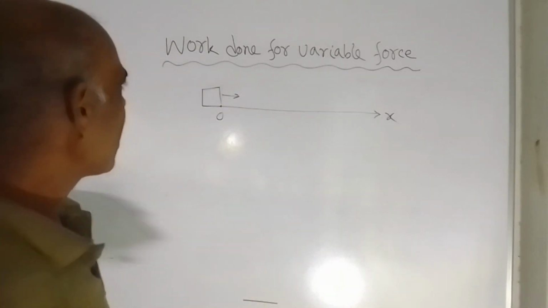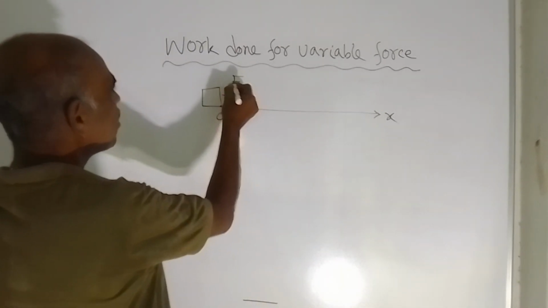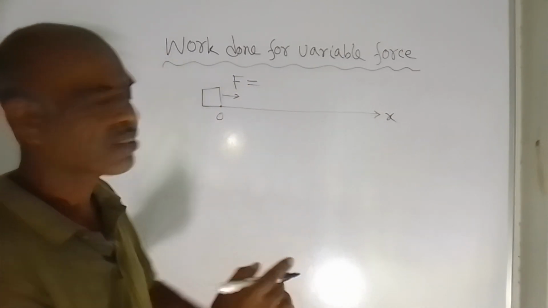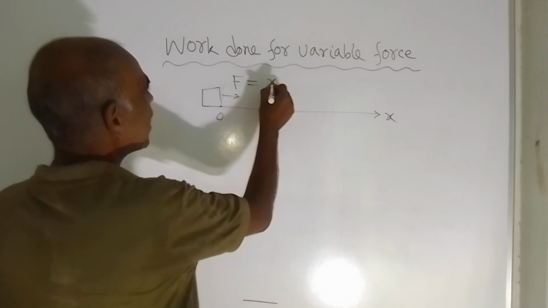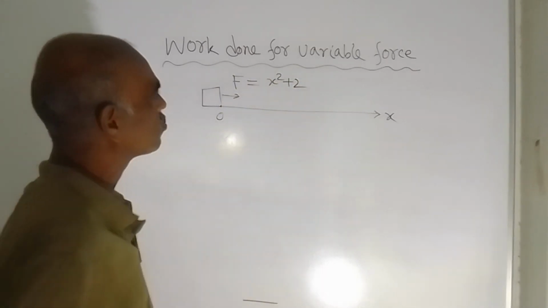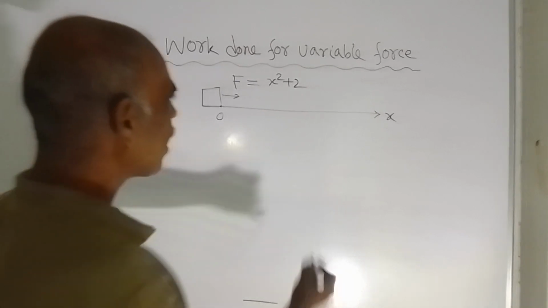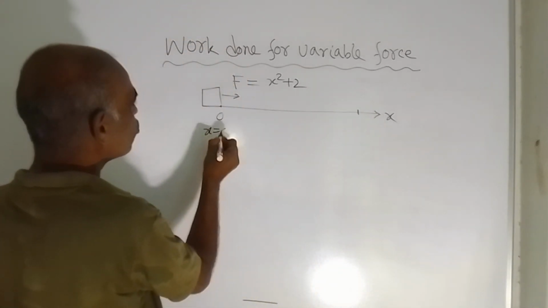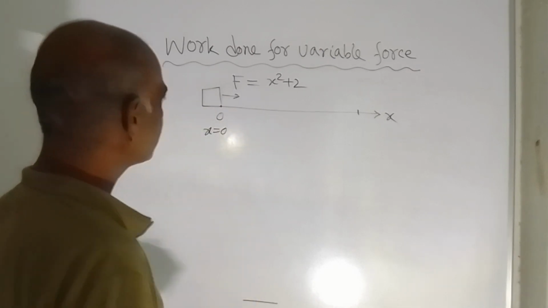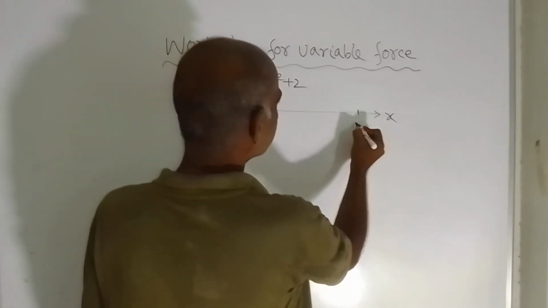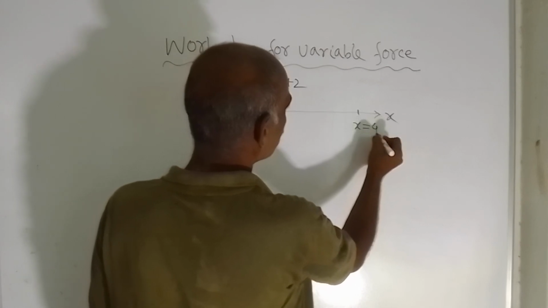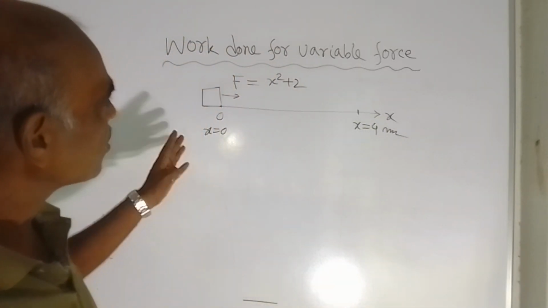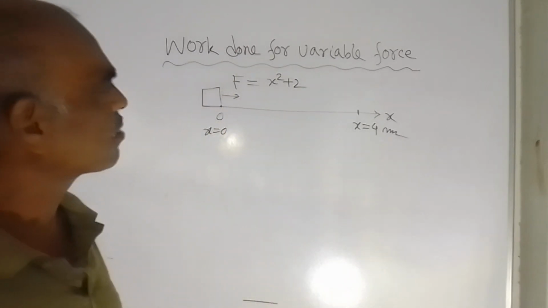This is moving, and force, this is given. The magnitude of the force is given as a function of x. Say F is equal to x square plus 2. And suppose somewhere here, the point, here x is equal to how much? Here x is equal to 0. Here, at the origin, okay. And here x is equal to how much? Here, say x is equal to 4 meter. x is equal to 4 meter. So question is, what is the work done in this case?